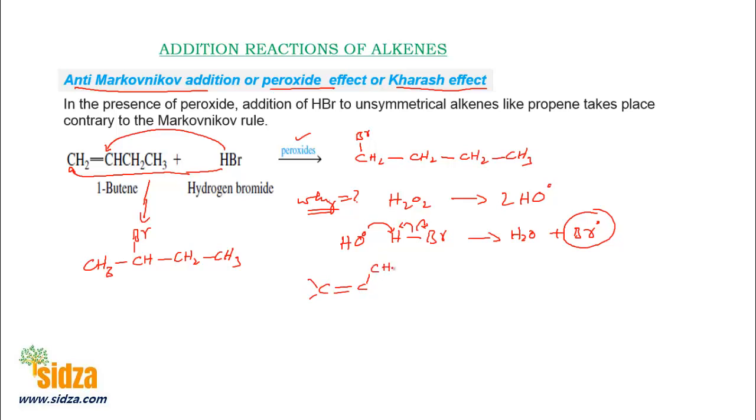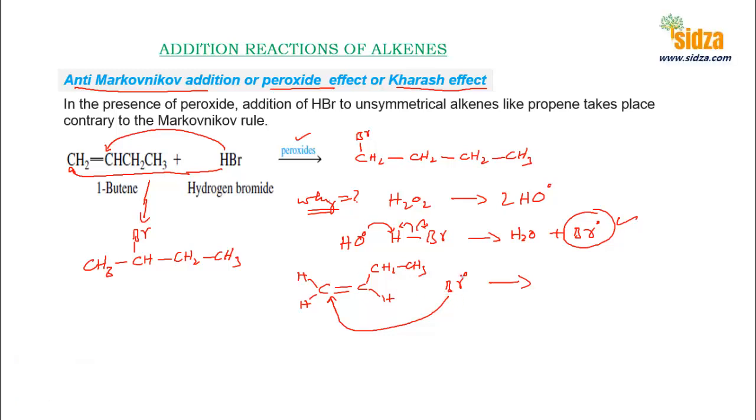We have here a CH2 and the CH3. This is the H here. This is H and H. Now, when the Br free radical attacks, what happens? It has two options. Either it will go here or here. But when it attacks this particular carbon, the free radical will be generated here, which is a secondary free radical. That is more stable, correct?